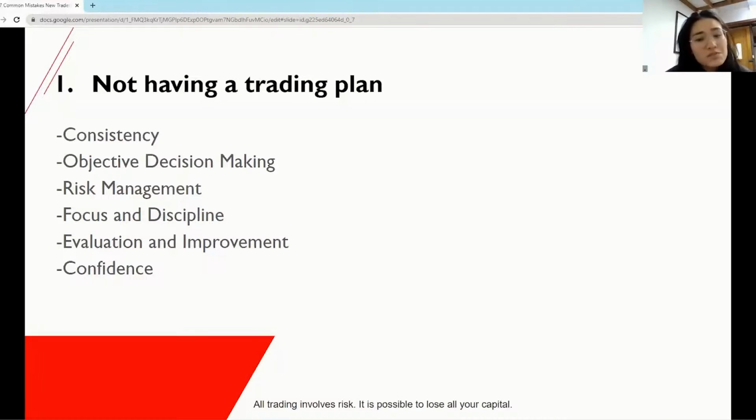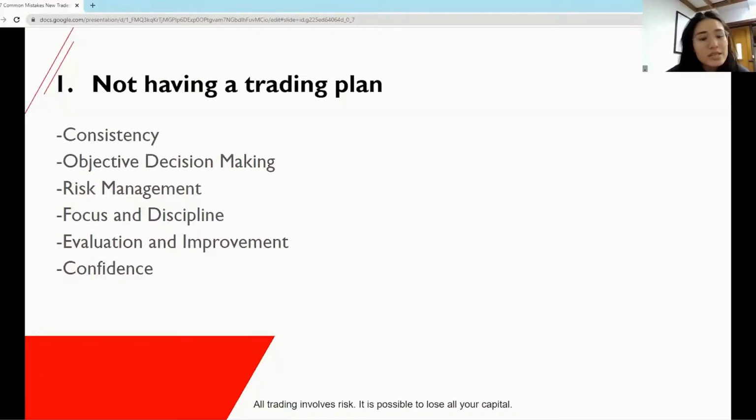Next, we have risk management. So we'll get a little bit more in depth into this in the next few slides. But basically, a trading plan incorporates risk management principles that help you to protect your capital. So it outlines exactly how much risk you are willing to take on each trade, where to set stop loss orders, when to take profits, so on and so forth. And by implementing proper risk management techniques, you can limit potential losses and preserve your trading capital.